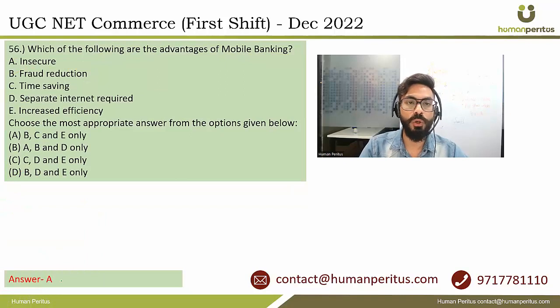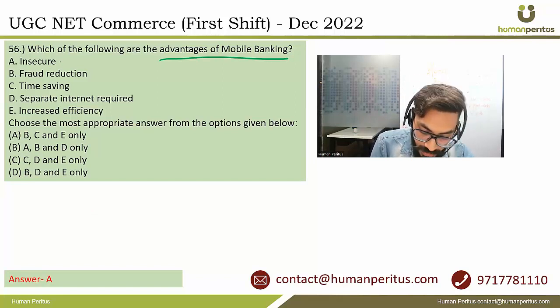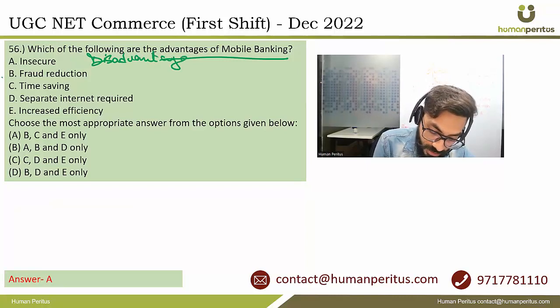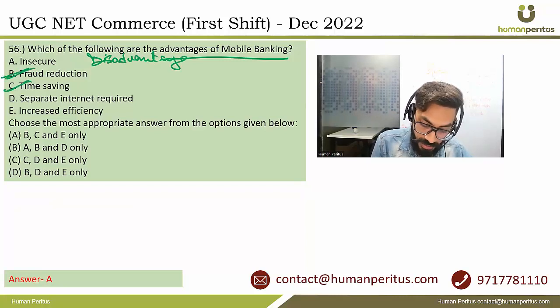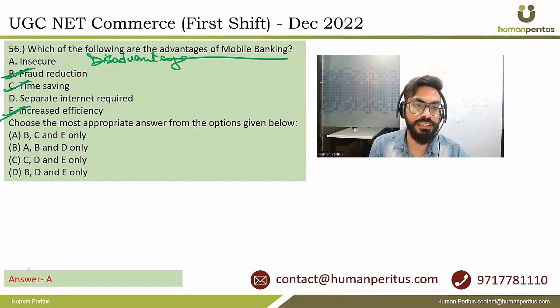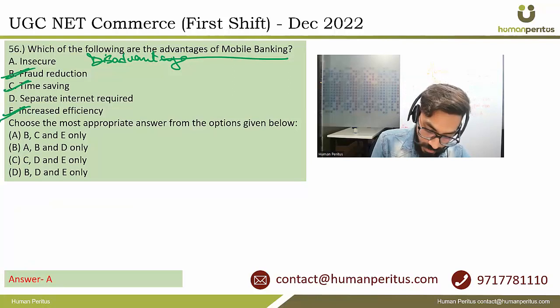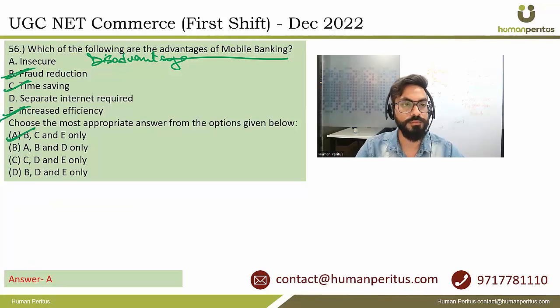The next question talks about the advantages of mobile banking. So they are insecure. This is a disadvantage. Fraud reduction is absolutely correct. Time saving is correct. And they increase the efficiency. So the correct answer is A.